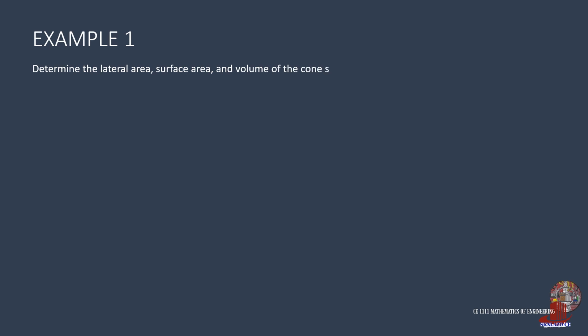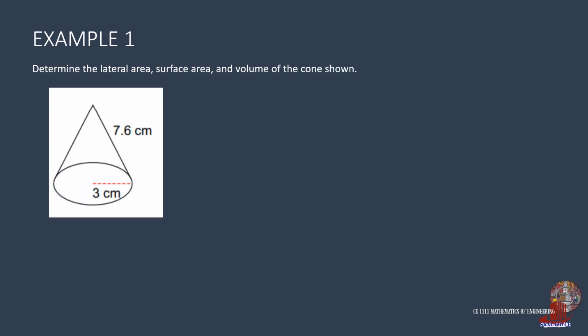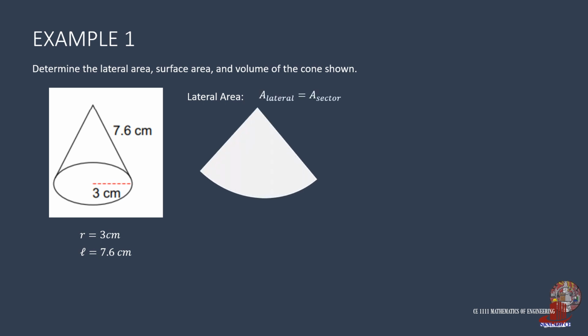Let's solve for the areas and volume of given right circular cones, just like shown in the figure. The radius is 3 cm and the slant height is 7.6 centimeters. First, we take the lateral area, which is basically the area of the sector, with radius of 7.6 cm and arc of 2 pi r. This is 2 pi times 3, which is 6 pi.